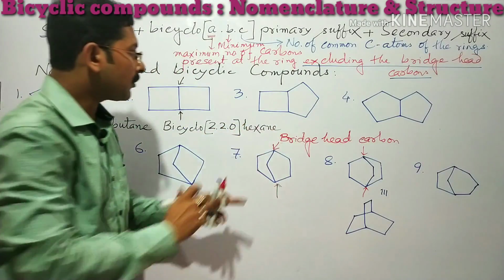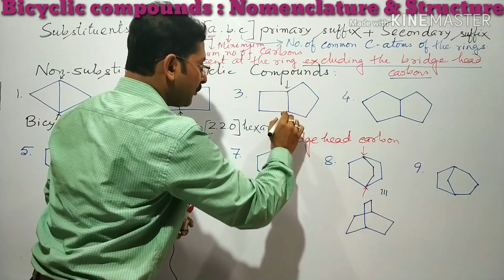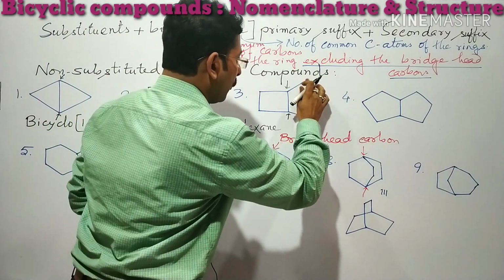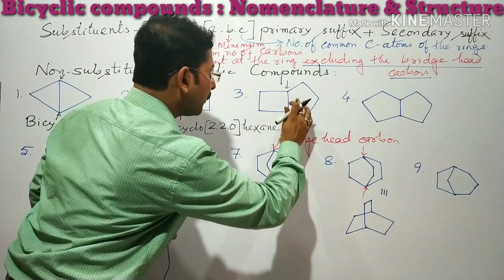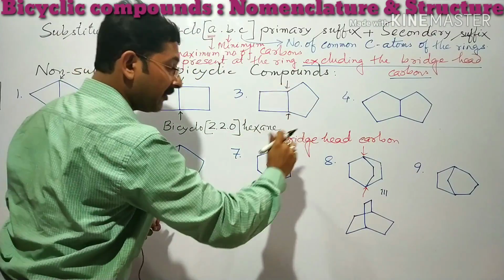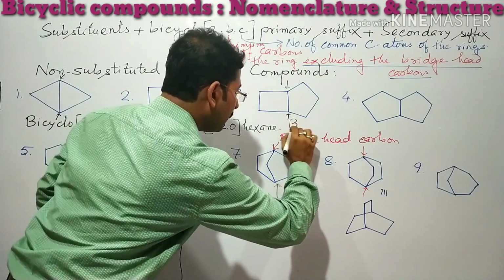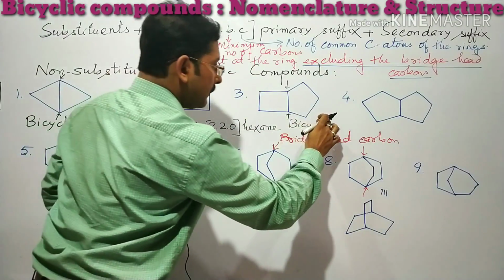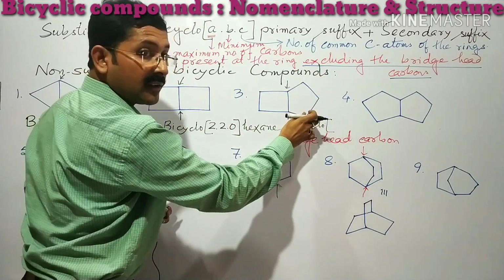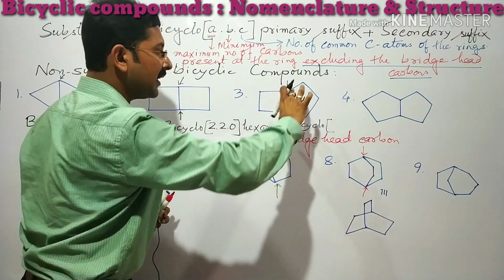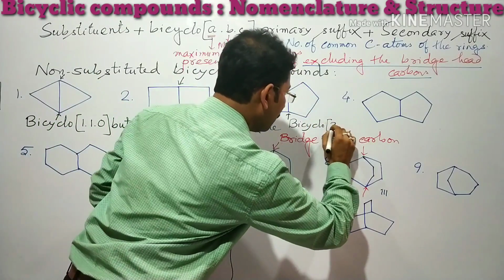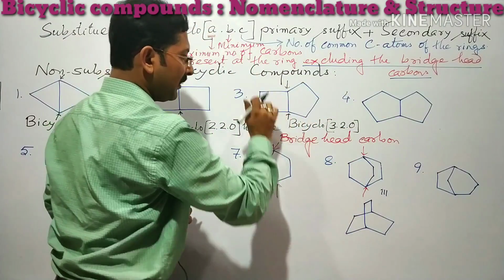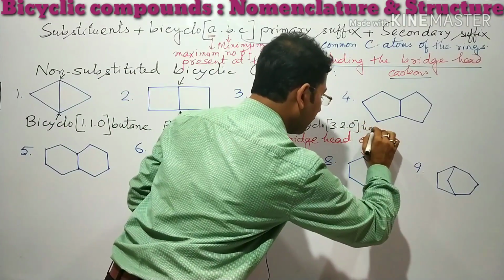Next, this compound, this one is bridgehead carbon, this one again bridgehead carbons. Look at here, 1 2 3, 1 2, so 1 2 3 4 5 6 7 carbons are there, so it is bicyclo. There are 3 carbons. In this ring there are 2 carbons, excluding the bridgehead carbon again. So this is 3.2.0, 1 2 3 4 5 6 7 carbons are there, so this is heptane.